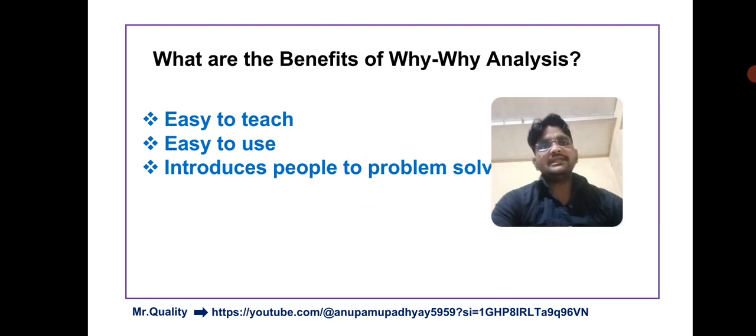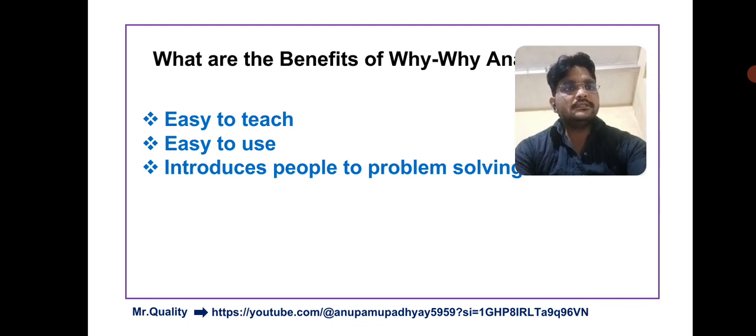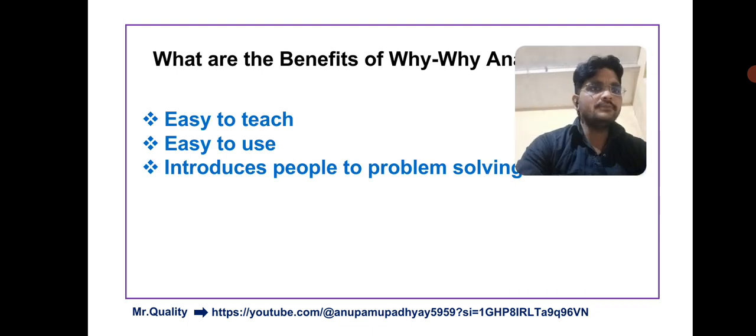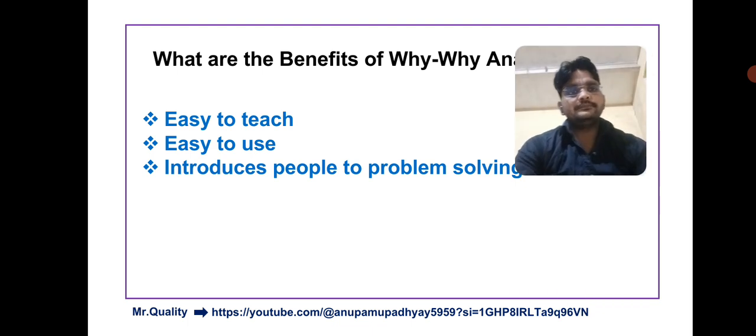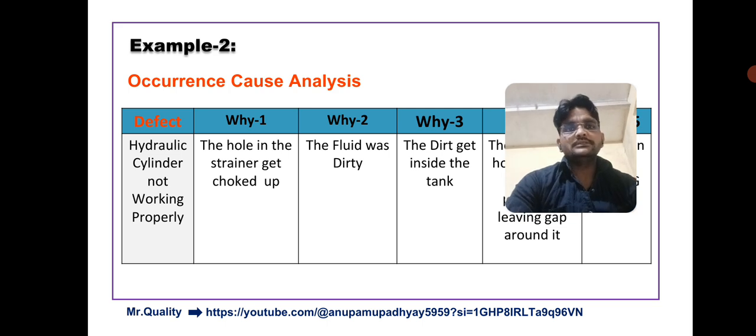And what are the benefits of 5 Why analysis? First is easy to teach, second is easy to use, third one is introduces people to a problem solving method, means it is a problem solving method tool. Second example is occurrence cause analysis. We should focus on occurrence and detection both. Now this example is only for occurrence cause analysis.